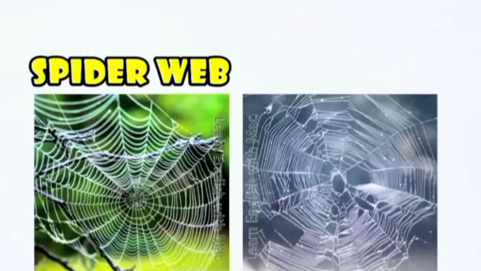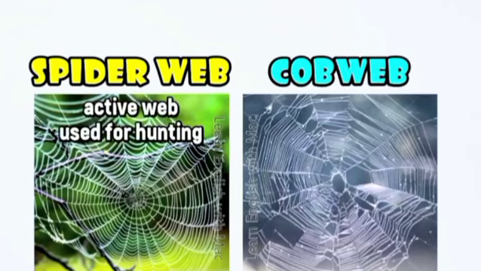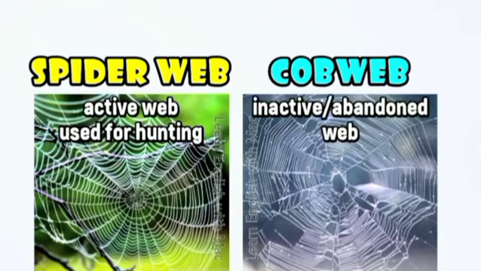This is a spider web and this is a cobweb. A spider web is an active web used by a spider for hunting. A cobweb is an inactive or abandoned web.